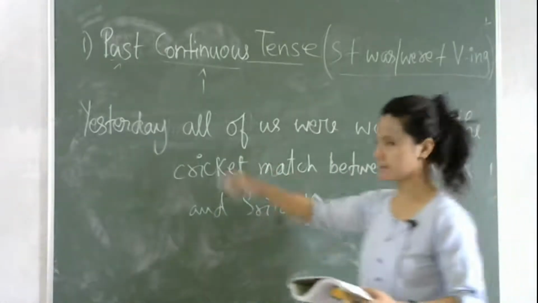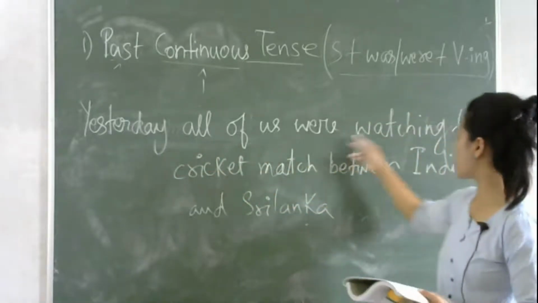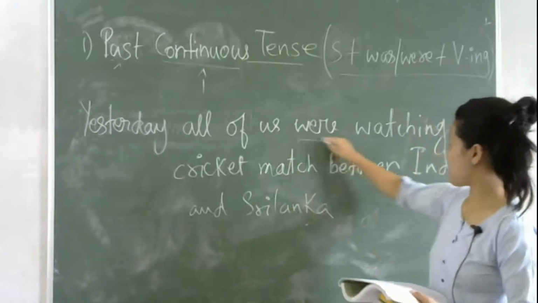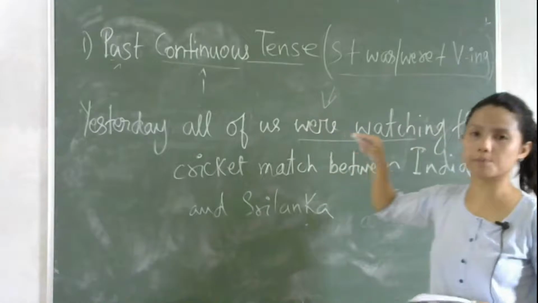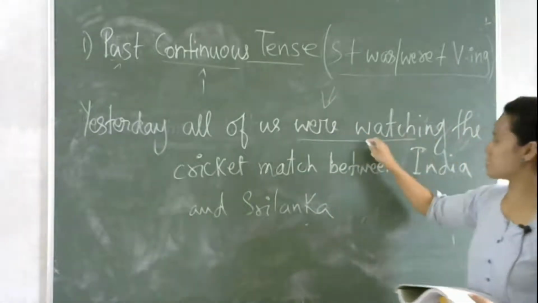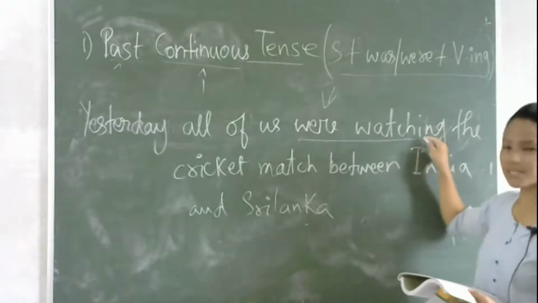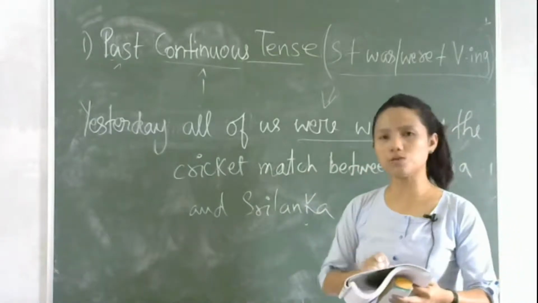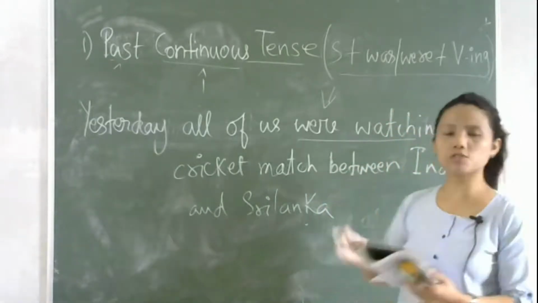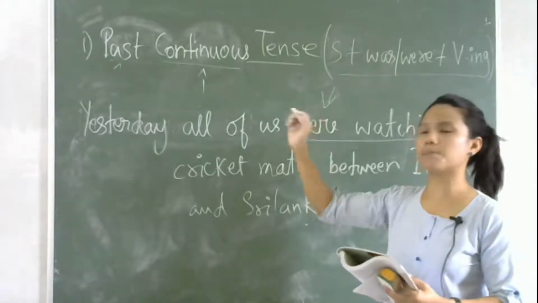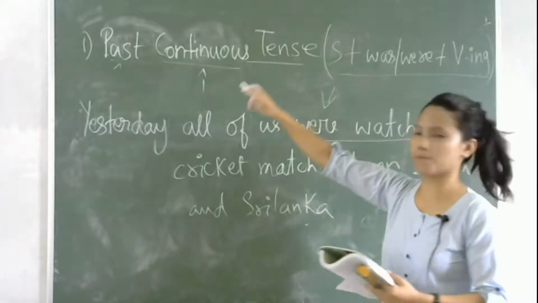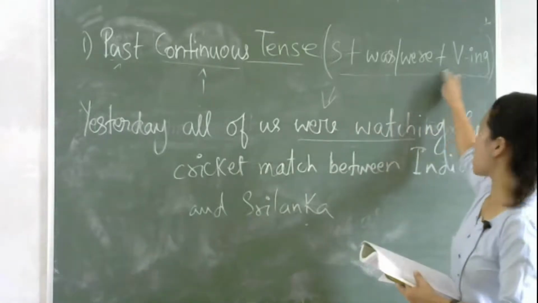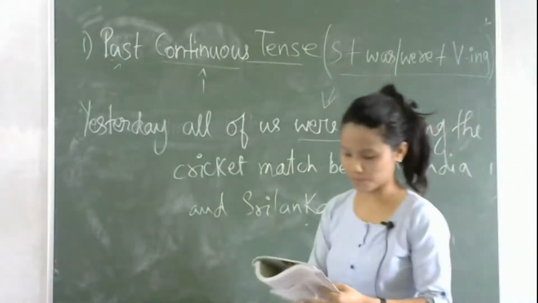Okay, let us see the example. Yesterday, all of us were watching the cricket match between India and Sri Lanka. Here we have the helping verb, a form of be, and you can see the verb watch plus ing, so it becomes watching. You do not need to remember all the uses. What is most important is, if you want to remember simple past tense, just remember the verb form. And for the continuous, remember the formula was or were plus the verb along with ing.